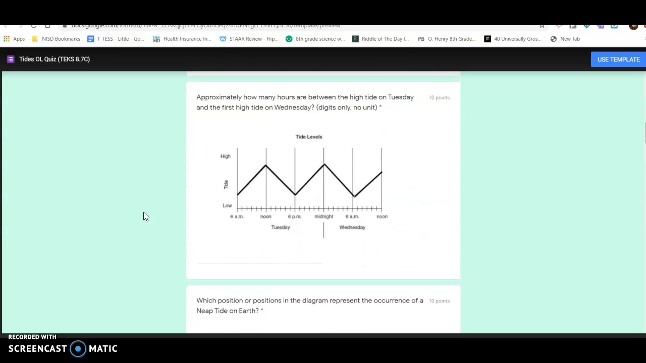Next question. Approximately how many hours are between the high tide on Tuesday, which is right here, and the first high tide on Wednesday, which is right here? Tell me the number of hours between those 2 points. I'm only looking for the number. You don't need to include anything else, no units or anything like that.